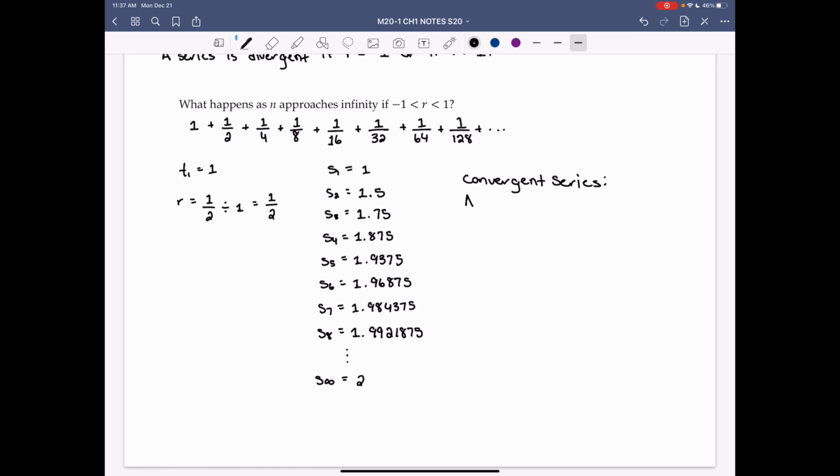Which is a series with an infinite number of terms, and the partial sums approach a fixed value.